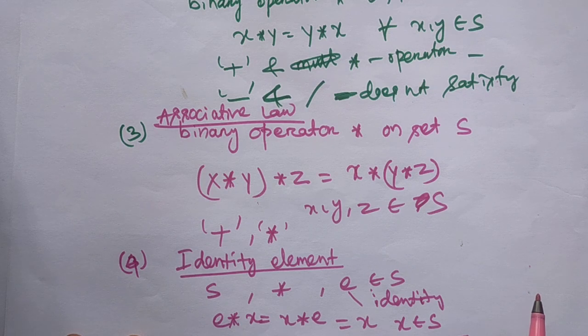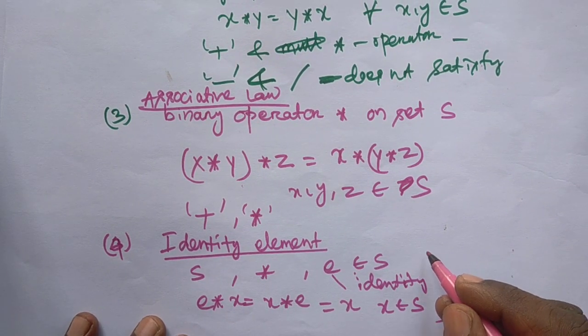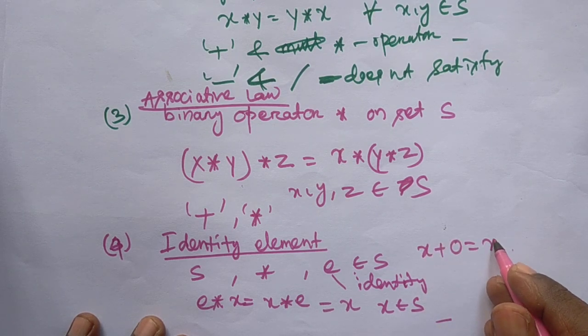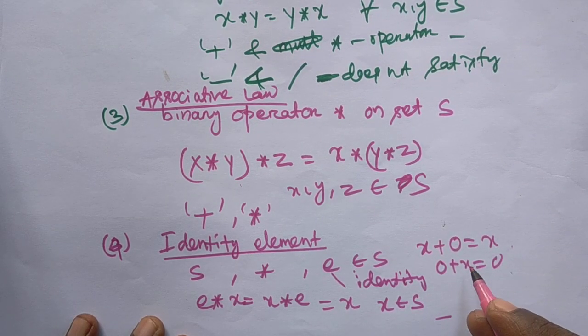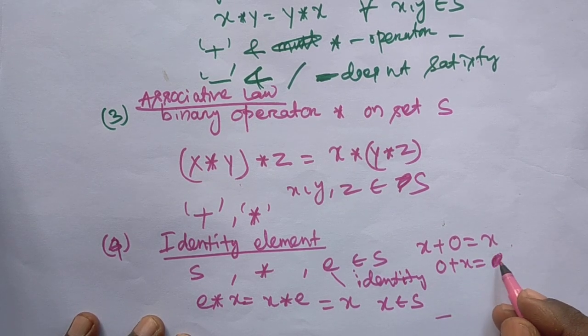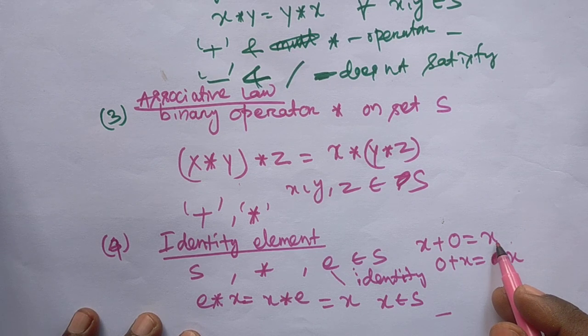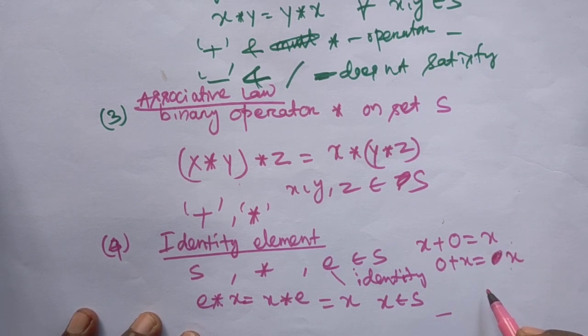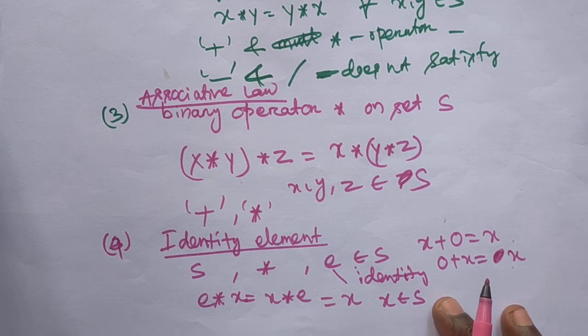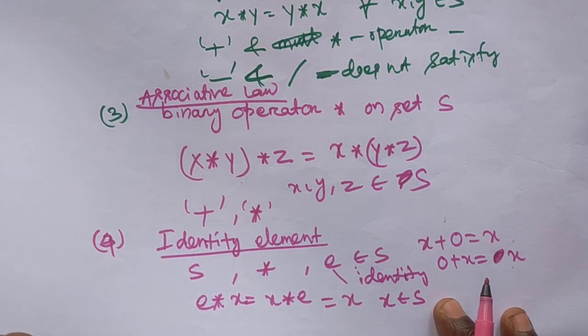Where x belongs to S. Whenever we operate an identity element with a certain operator, the resultant value is the same. There are no changes in the resultant value, so we call it an identity element. For example, x plus 0 is equal to x, and 0 plus x is equal to x. Here x is any number, any integer, no problem. So identity elements are defined in this way.